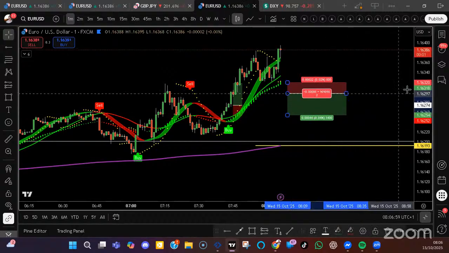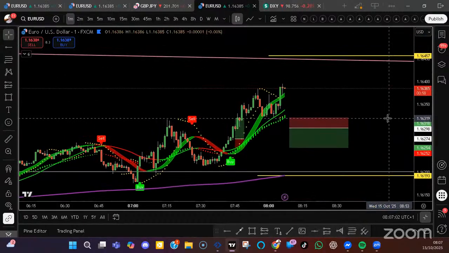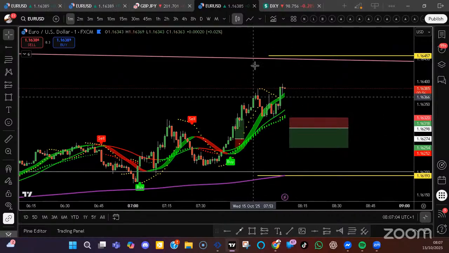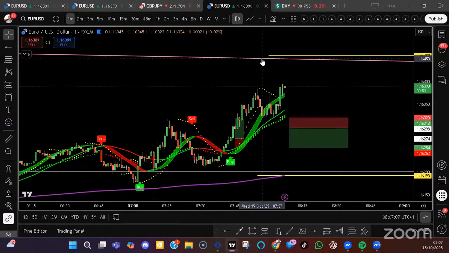But we are on a march upwards. It'll be interesting to see whether it bounces or breaks off that daily trend line.